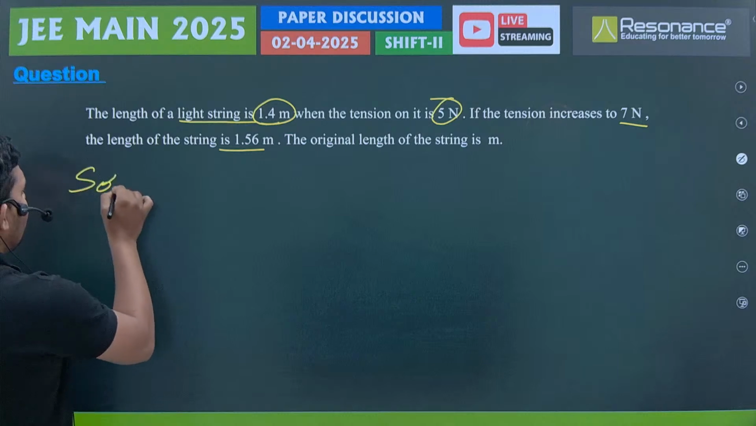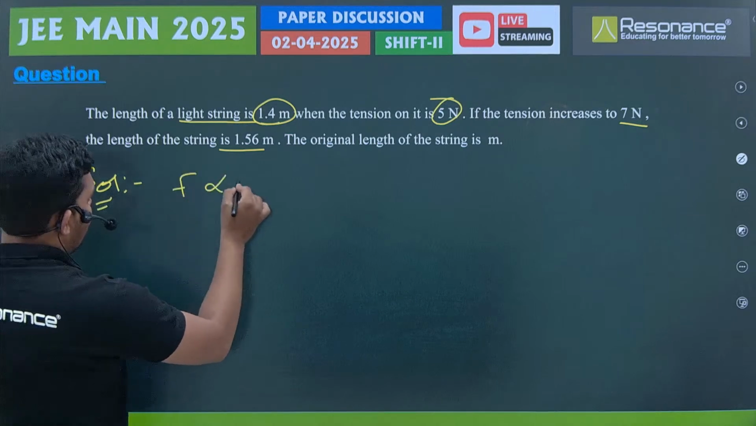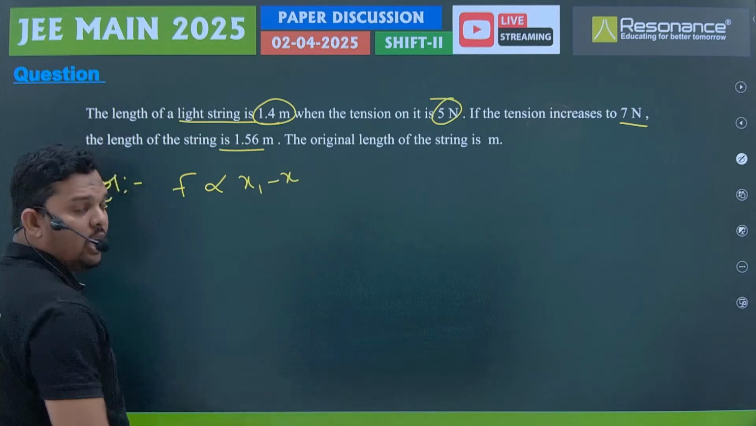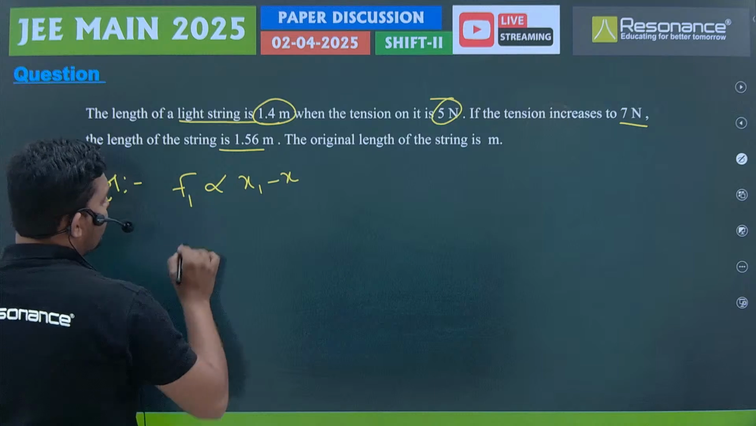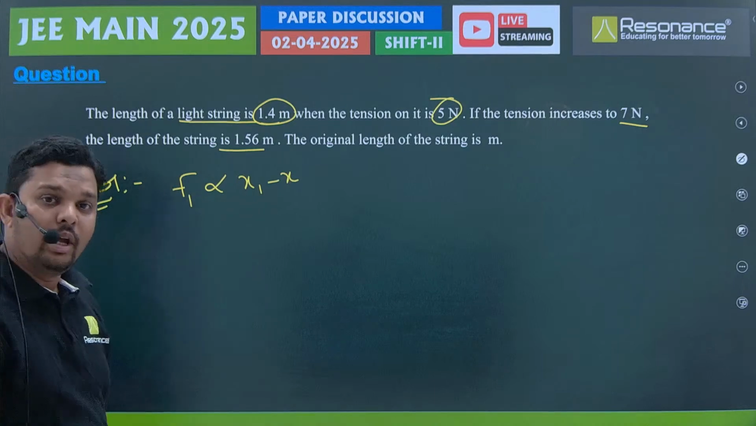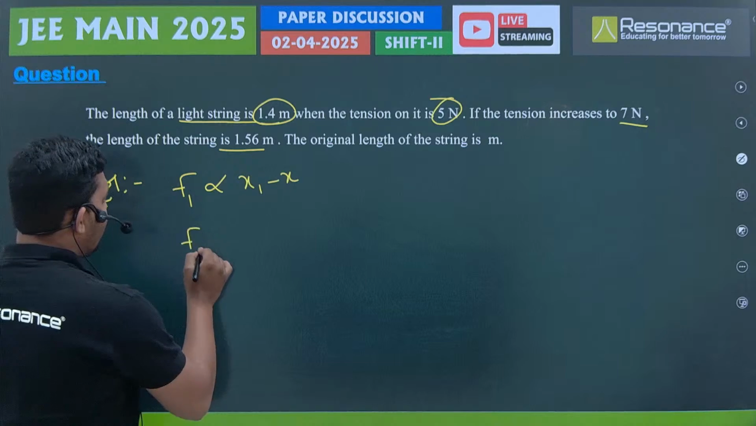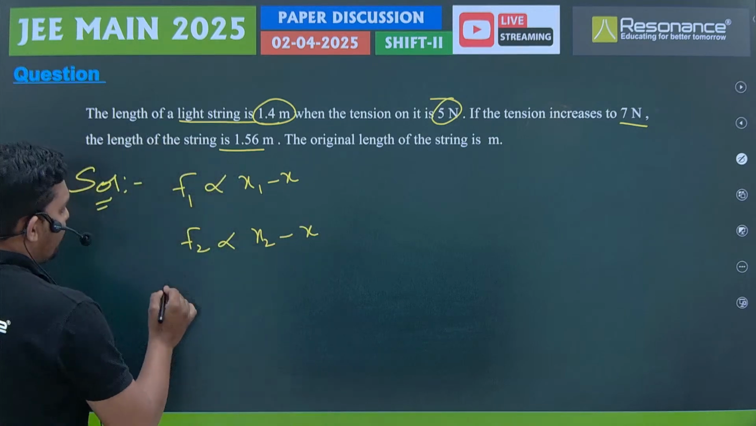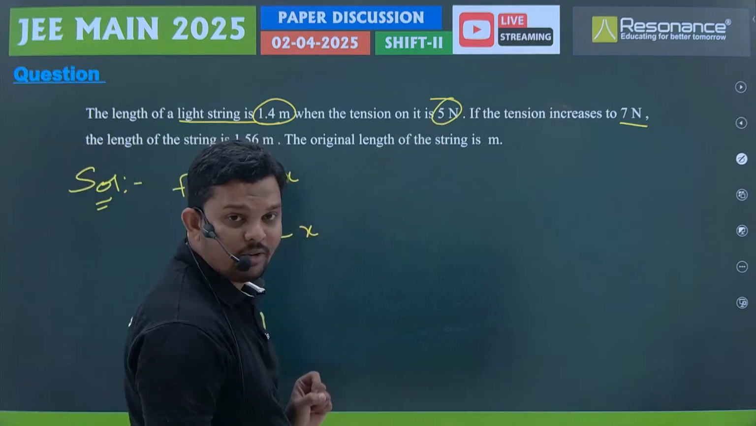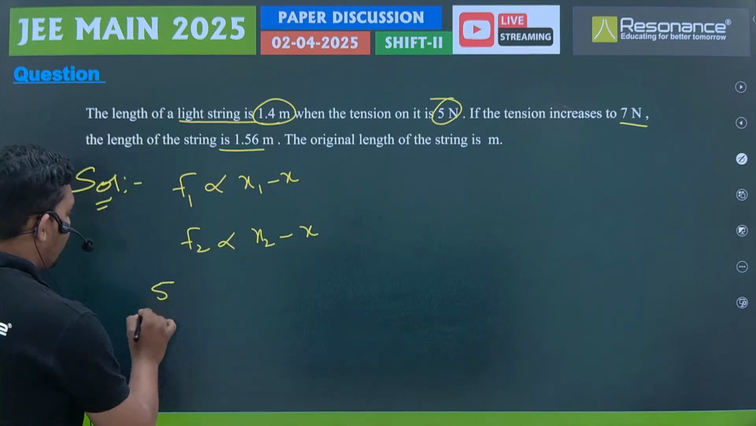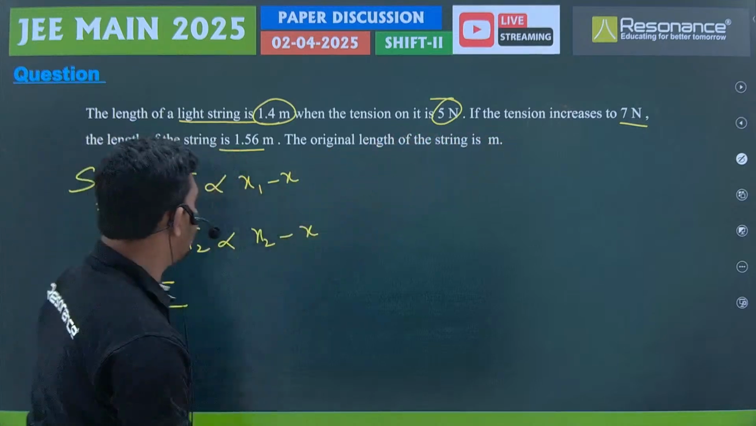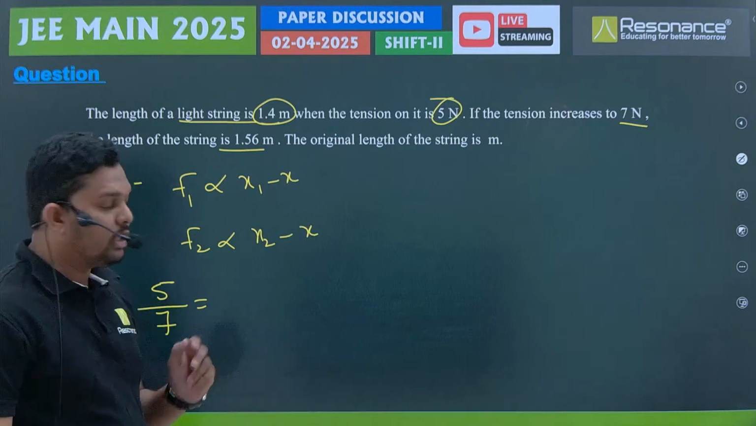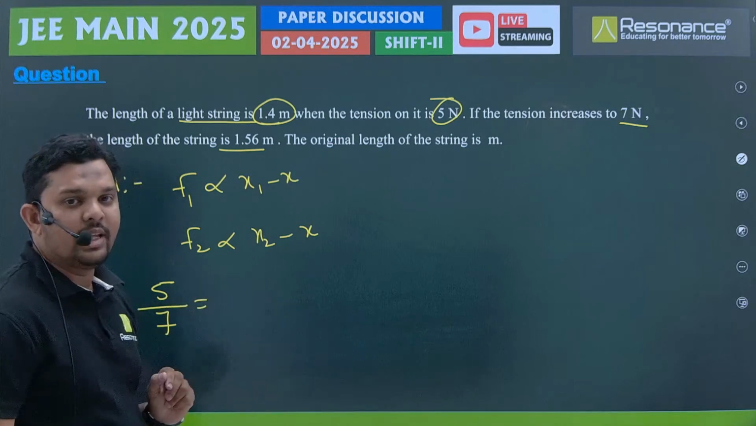So in this case, directly you can take F is directly proportional to X, and if there is a change, then you can write that as X1 minus X. So if this is F1, F1 is directly proportional to X1 minus X. Similarly, for F2, this is going to be X2 minus X. Let's divide this part. What is the value of F1 he has given? 5 newtons. The value of F2 is going to be 7 newtons. If you remove the proportionality term, both the K's will get cancelled in the numerator as well as the denominator.